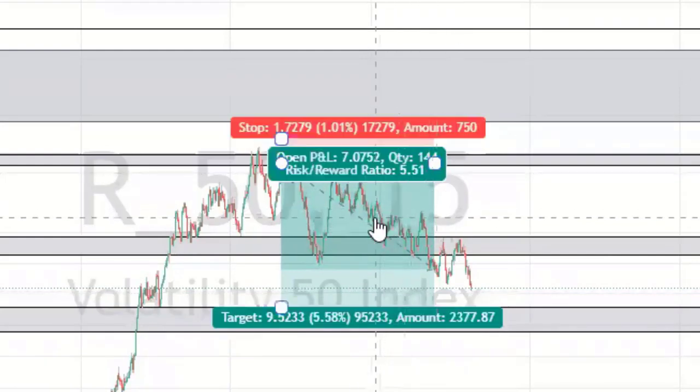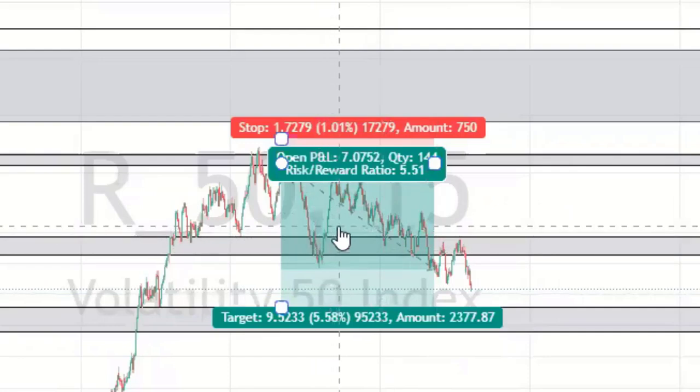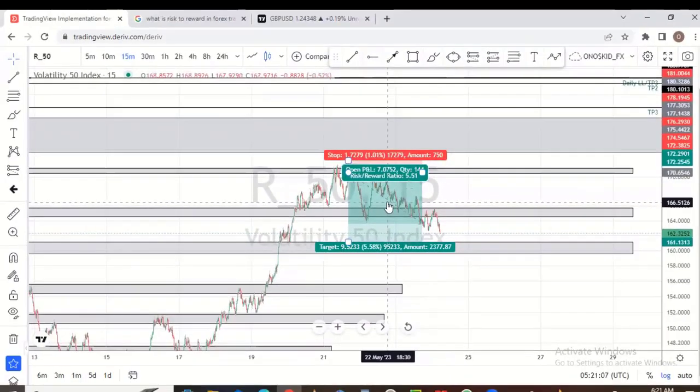So what it means is that if I'm risking $2, I'll be making $11. If I'm risking $3, I'll be making $15.5. So that is a crazy risk to reward ratio, right? So that is how you can use this tool to calculate.